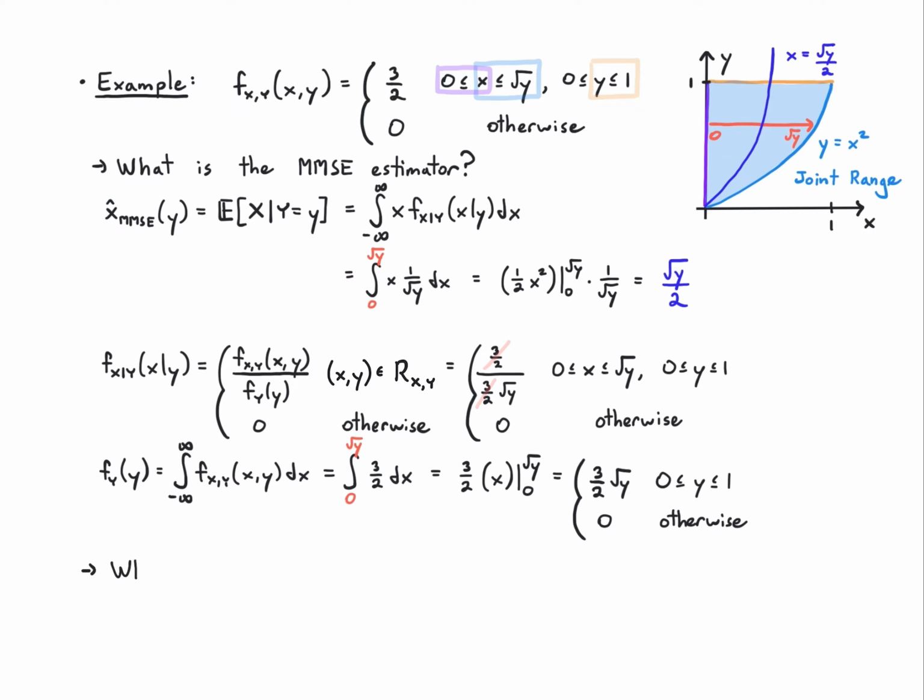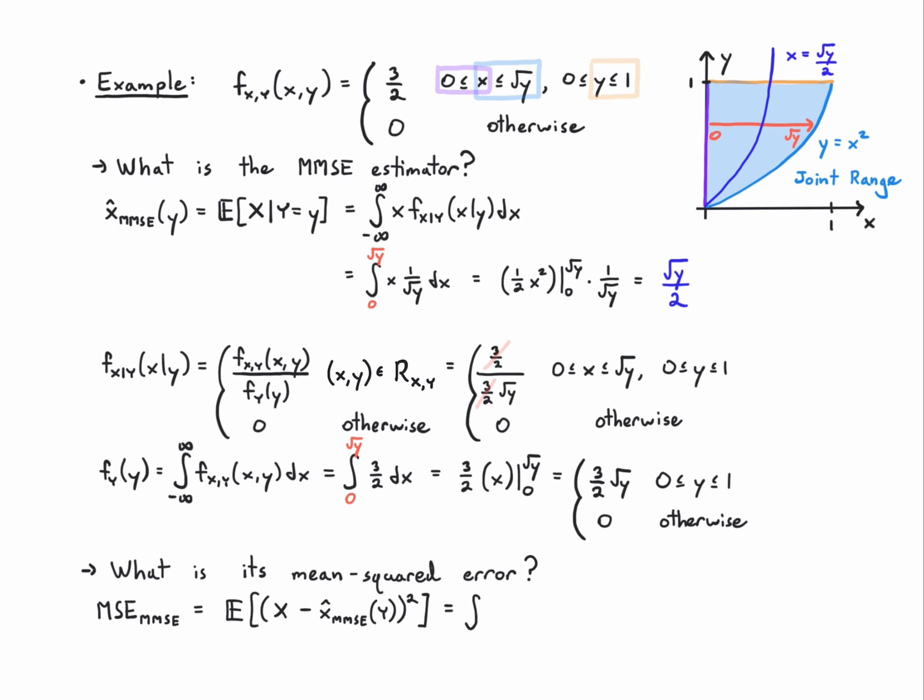We can also work out the mean squared error. It's a similar kind of calculation. Now we have to integrate over 2 variables instead of 1, but we're going to see the same kind of range bounds. So we have the MSE of the MMSE estimator. I know that's a lot to say. So we just average the error, so x minus the estimator squared. And so we integrate from 0 to 1 and 0 to root y. x minus root y over 2, that's the estimator, times 3/2, that's the joint PDF, dx dy. We end up with 1 over 20. I just worked that out offline. That's 0.05.